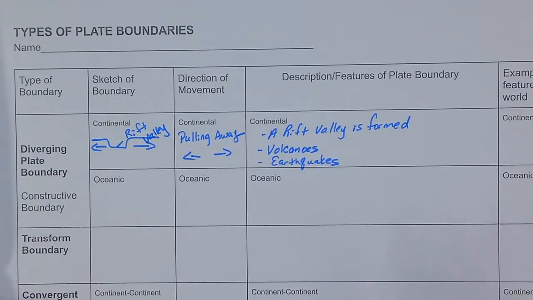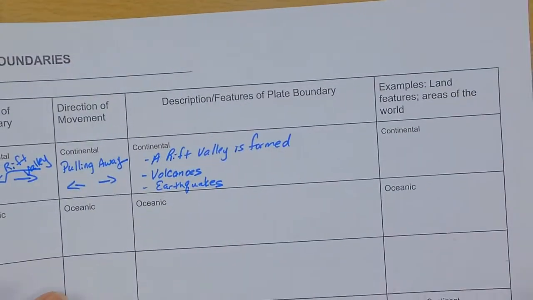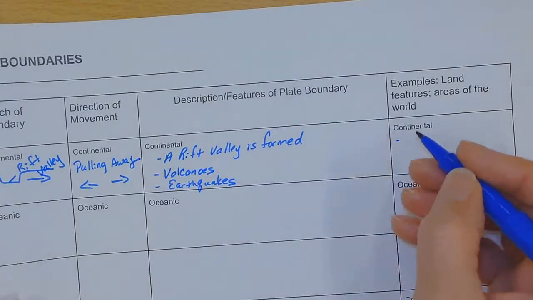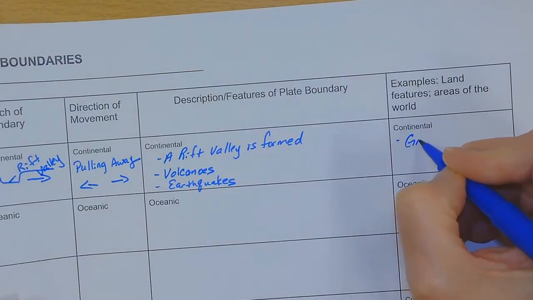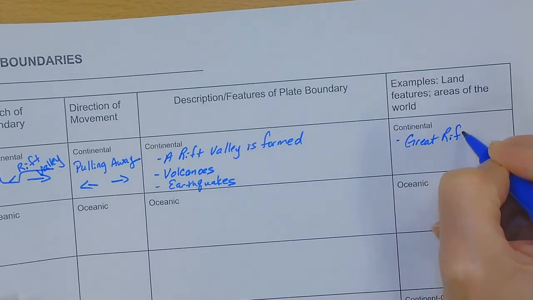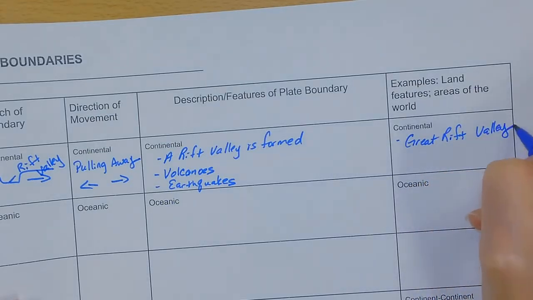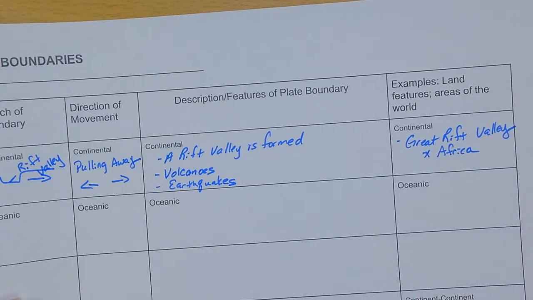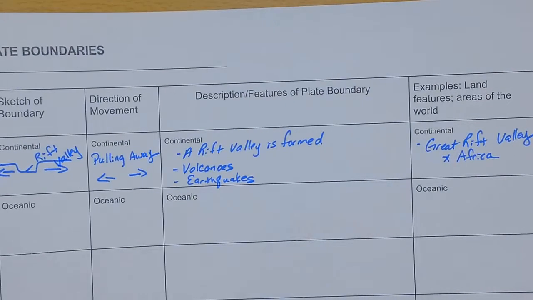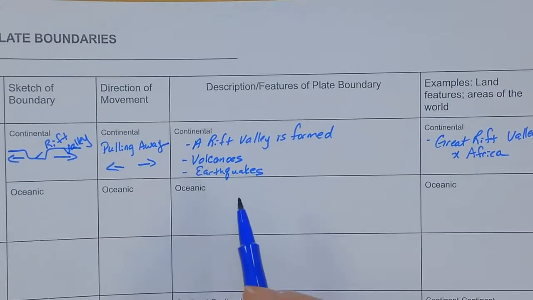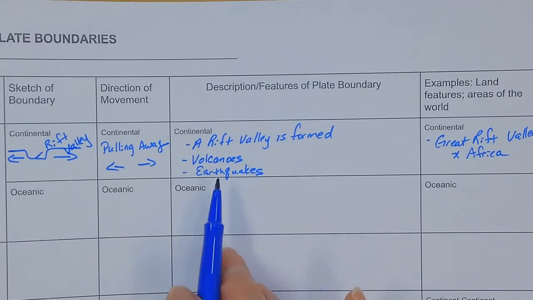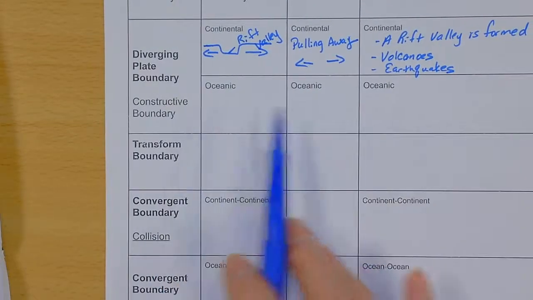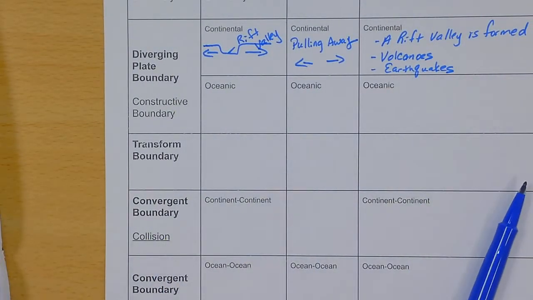Examples, land features, areas of the world. In your notes, I gave you examples, and the example where you'd find this one would be the Great Rift Valley. And this is in Africa. So that's going to be your features of this particular type of plate boundary, and this is your example. You're going to go through each one of these and do that for each one. That's how you do this worksheet. Use your notes.